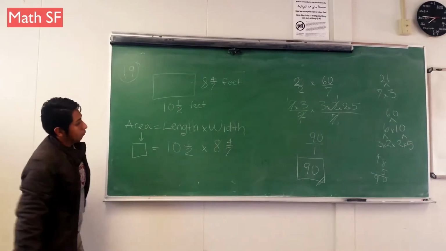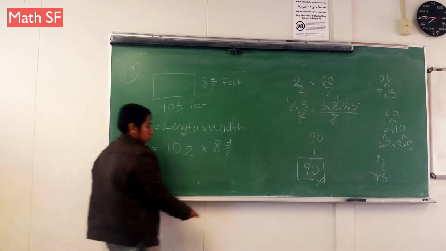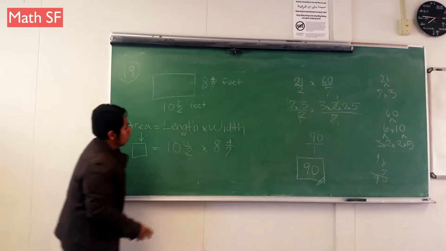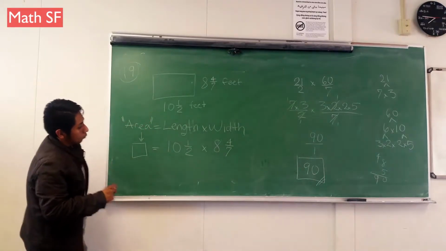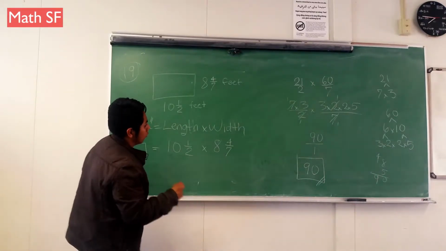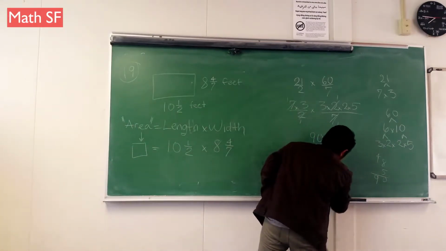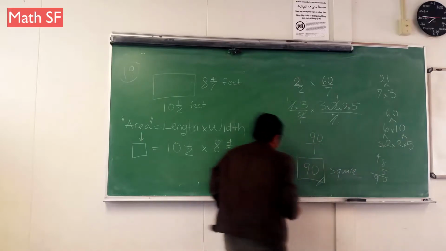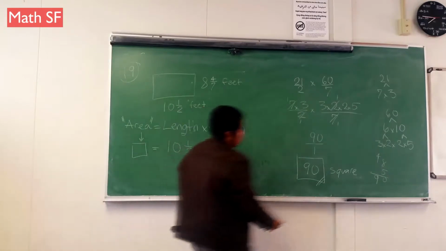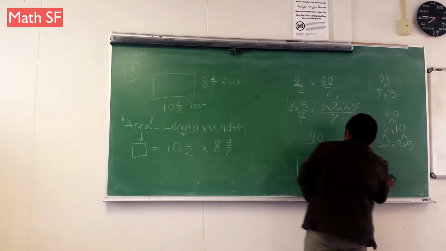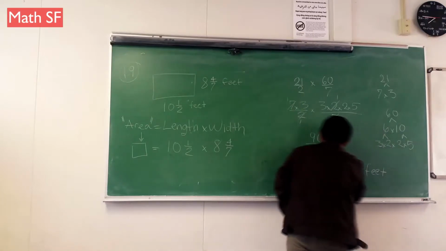That should be 90. No. In your test, you're going to be required to give the number and its units. And what are they asking you for? They're asking you for the area. And recall that the units of an area always start with a square. So this is going to be a square. But square what? Square feet. So that will be 90 square feet.